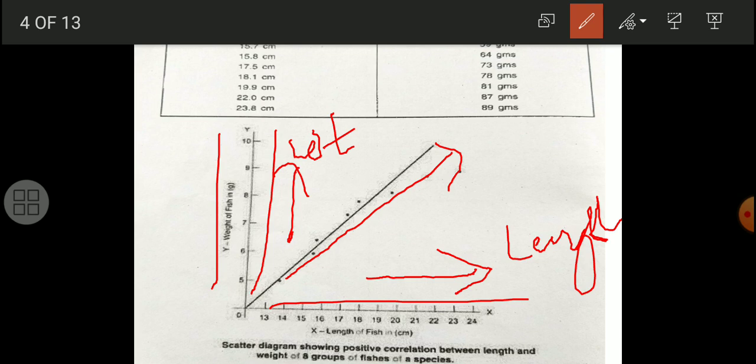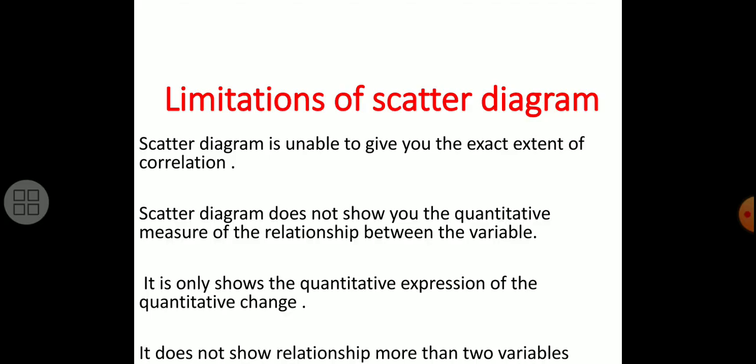Because of that, we have got the idea that there is a positive correlation between these two variables. The first variable is the length of the moringa pod or drumstick, in centimeters, and the other is its weight. So you might have understood how the scatter diagram is used for finding the correlation between two variables. Here we have found a positive correlation, meaning as the length of the drumstick increases, the weight also increases, isn't it? Now, what are the limitations of this scatter diagram?